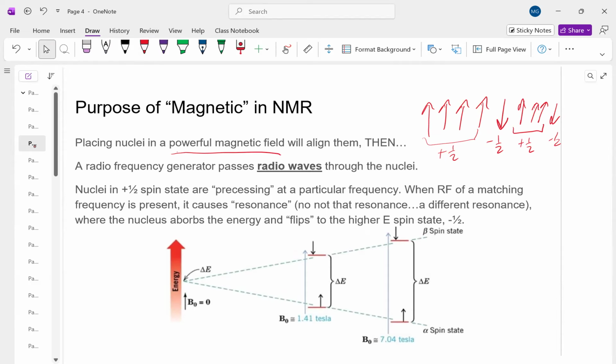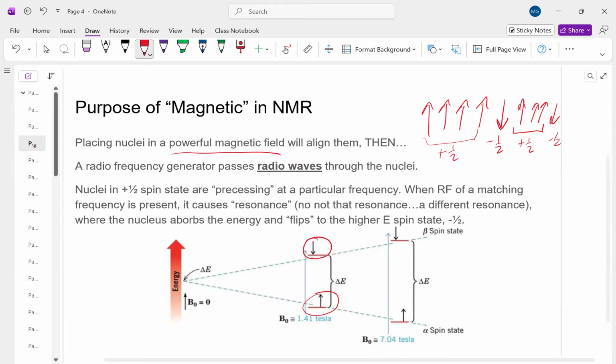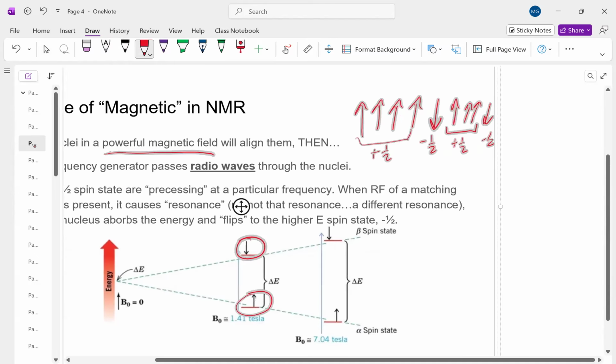Now, the energy change hasn't happened yet. I have to get all of these nuclei that are plus one half spin state to flip to negative one half because that's going to go from a low energy to a high energy. And this is where the radio waves come in. Radio waves have the right frequency, the right wavelength to cause this energy change. So then I'm going to expose all of these to radio waves.